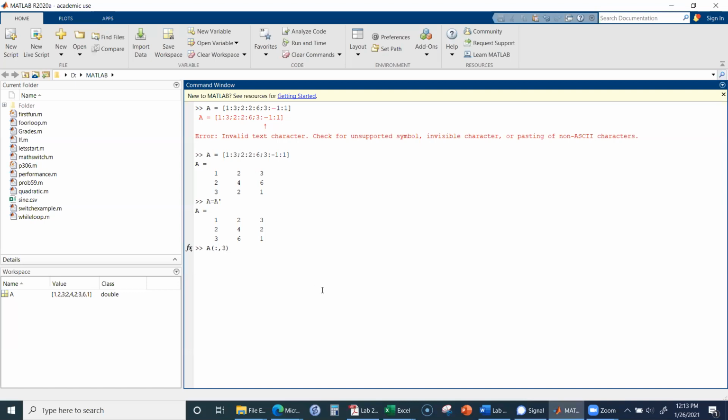So all the rows in the third column means 3, 2, 1. So if I press enter, the result should be 3, 2, 1, in this case.